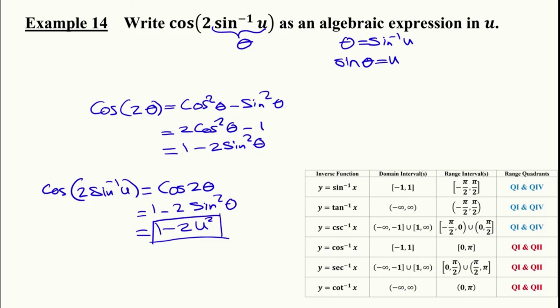Of course, you could have gone with these others and you would have had to do a lot more work, but you would get to the same answer. So again, that's great practice to try to do that and see if you get that.